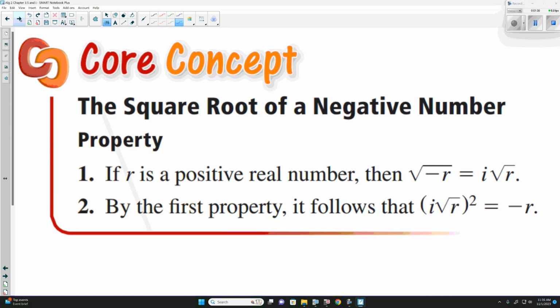We're going to go on and get started. Now, the first thing we're looking at is the square root of a negative number property. There's not actually a whole lot to this property. It's just saying if r is a positive real number, then the square root of negative r is i square root of r, whatever r is. And we did this with 3.4.1. We talked about taking the square root of a number. Now, if we take this i square root of r and square it, we're going to get back to negative r, what we had before we took the square root. That's just the square root of a negative number property.